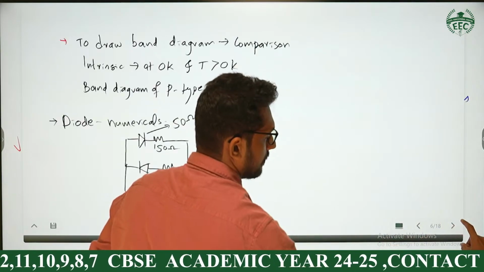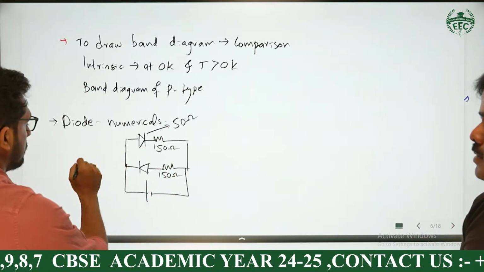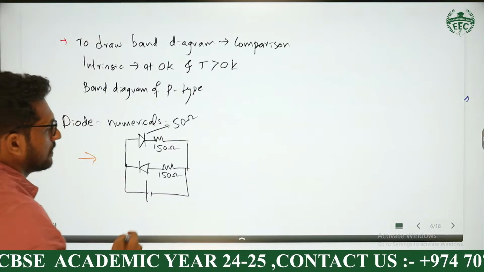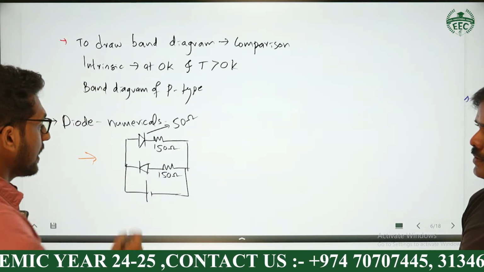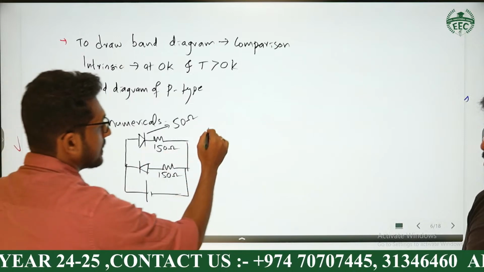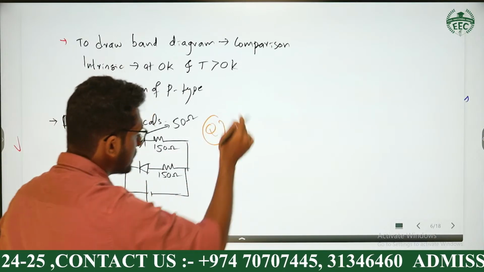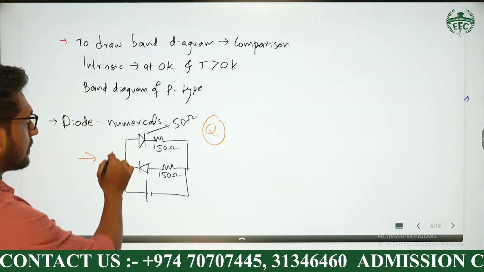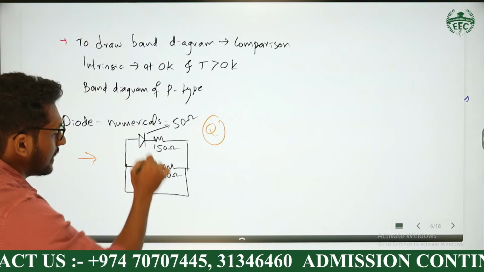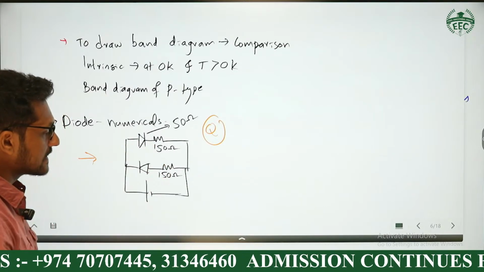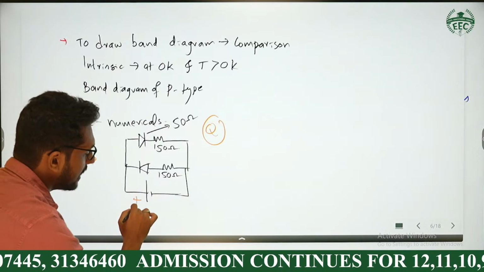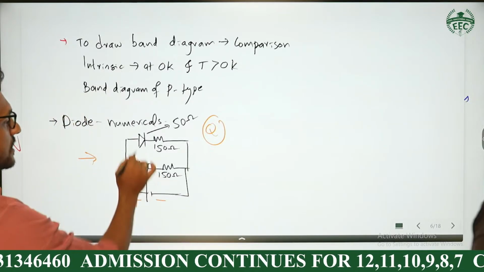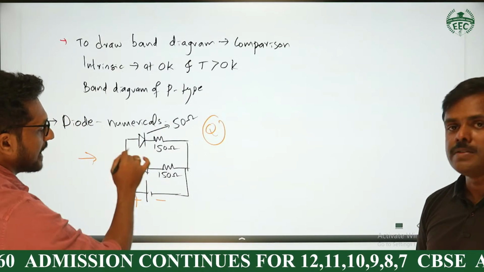Right. Yes. For diode numericals, this can be a question, and this is the diagram. If they are asking this question in a diagram like this, one diode is this, and the other diode is given, and it is connected to a cell.